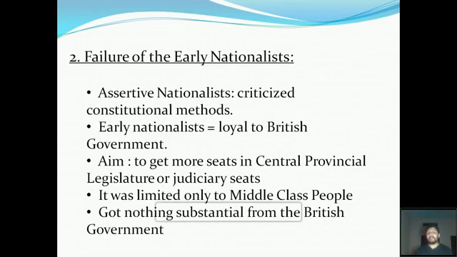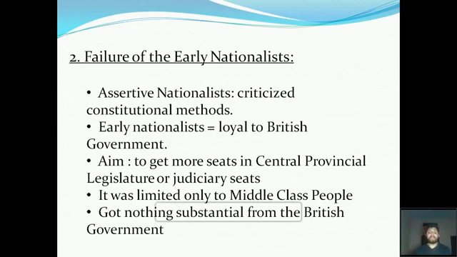And the other main reason behind the failure of early nationalist leaders, or a negative factor from their side, was that all their movements were limited only to middle class people. But as we have already seen in the previous part, assertive nationalist leaders were focusing on a mass movement. Early nationalist leaders' activities, ideologies, and all the different possibilities were limited to middle class people. So it was one of the negative aspects from the side of early nationalist leaders.